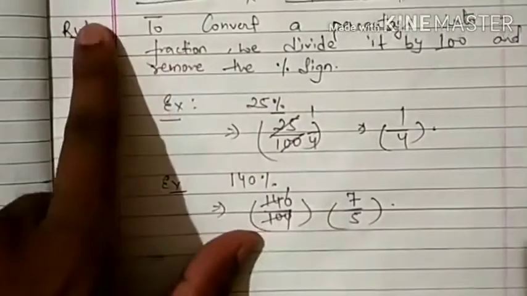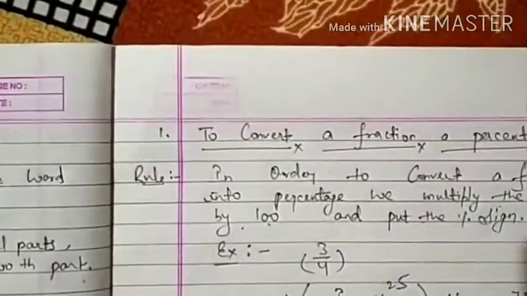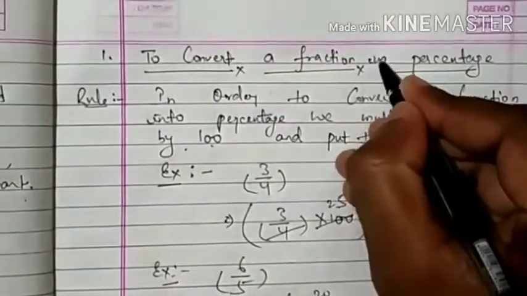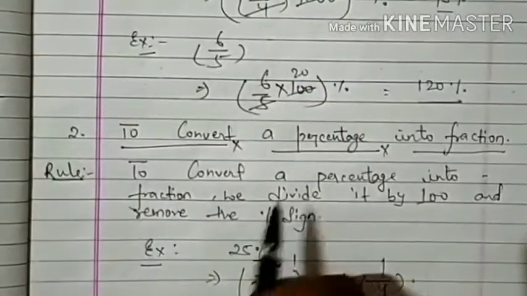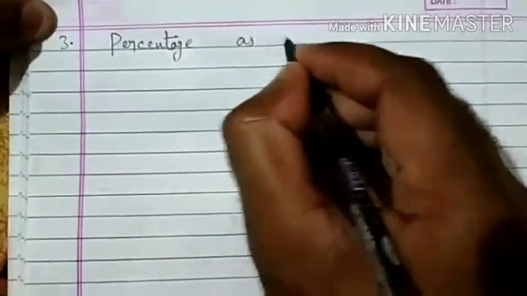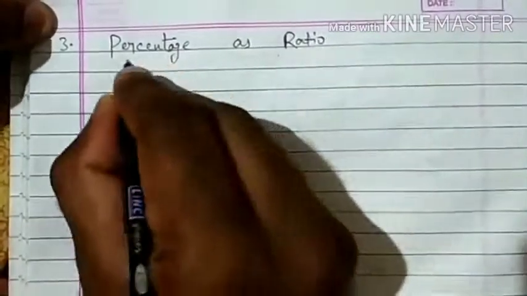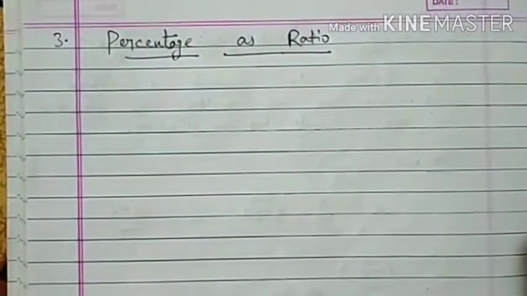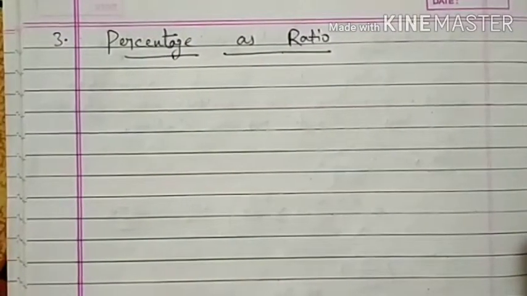Let's move on to the third. This was second. In the first we started to convert a fraction into percentage. In the second we started to convert a percentage into fraction. And in the third section we are going to study percentage as ratio. Every percent can be written in the form of a ratio, but first we will have to convert it into fraction, and then only we can write the fraction in the form of a ratio.